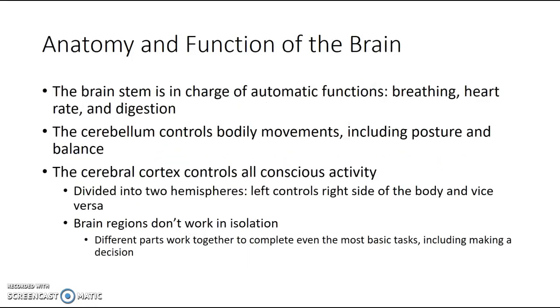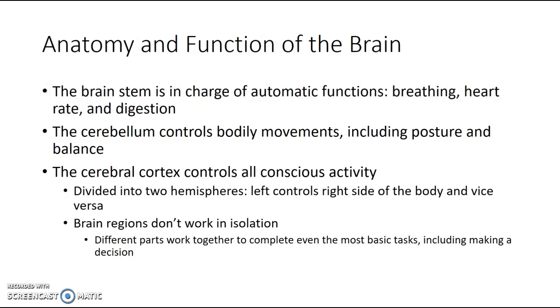The brainstem is in charge of automatic functions such as breathing, heart rate, and digestion. The cerebellum controls bodily movements, including posture and balance. The cerebral cortex controls all conscious activities. The cerebral cortex is divided into two hemispheres. The left hemisphere controls the right side of the body, and vice versa, the right hemisphere controls the left side of the body.